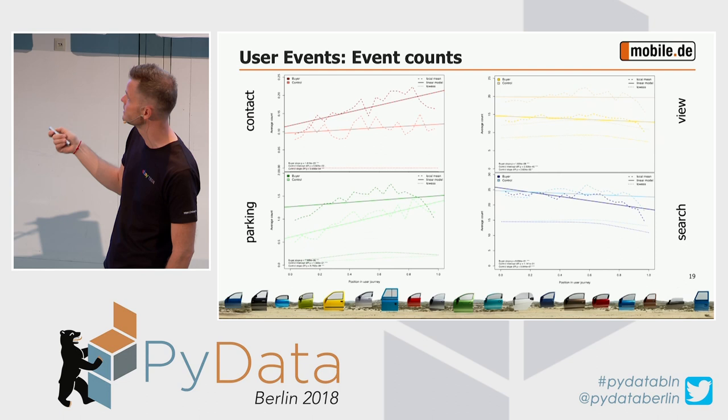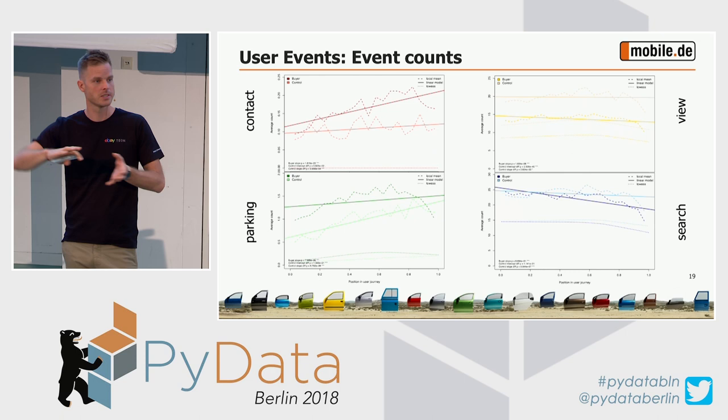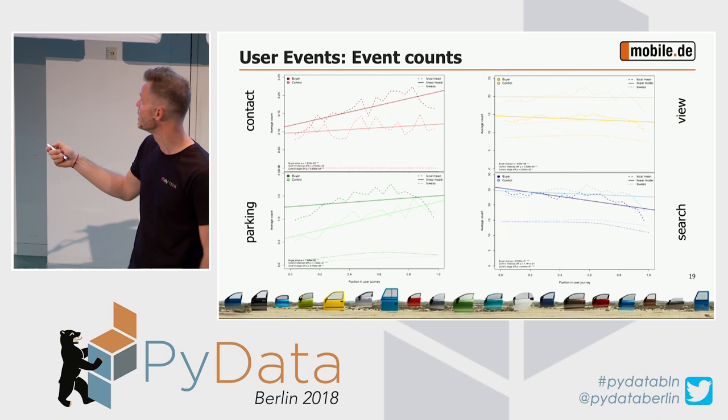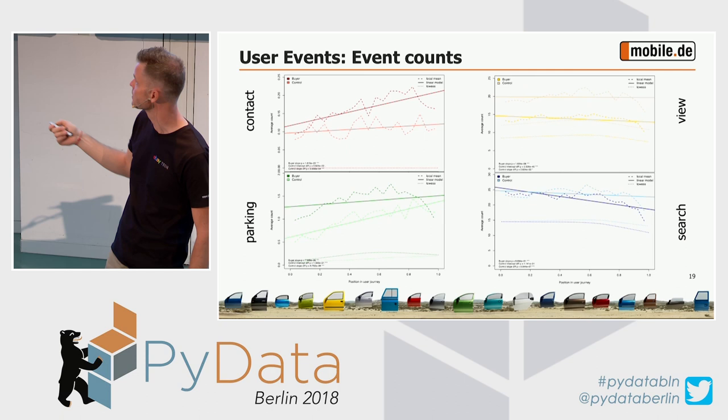So in this case, what you see is the chance of making a contact is increasing towards the end. Well, that's probably what you all expect, because car buying takes quite a lot of time. Usually, initially, you're more in the information gathering stage, and in the end, you want to make a contact to your dealer because you actually want to get your car running, right? So it increases quite a lot for buyers. It also increases for control, but not as dramatically. If you look at parking, it was much more flat and actually increased much more for the control group.